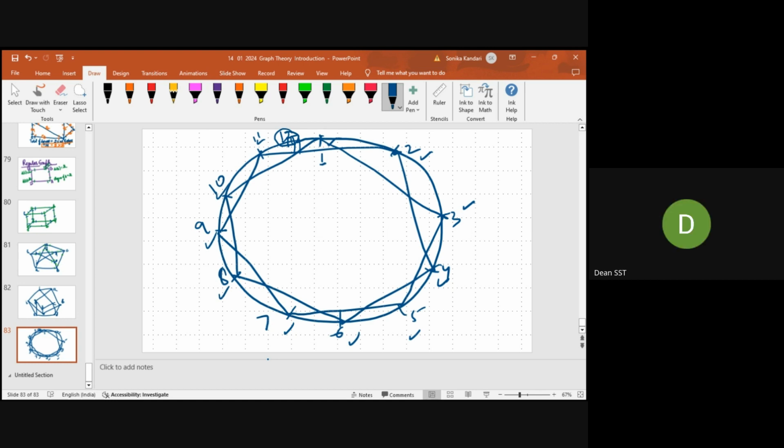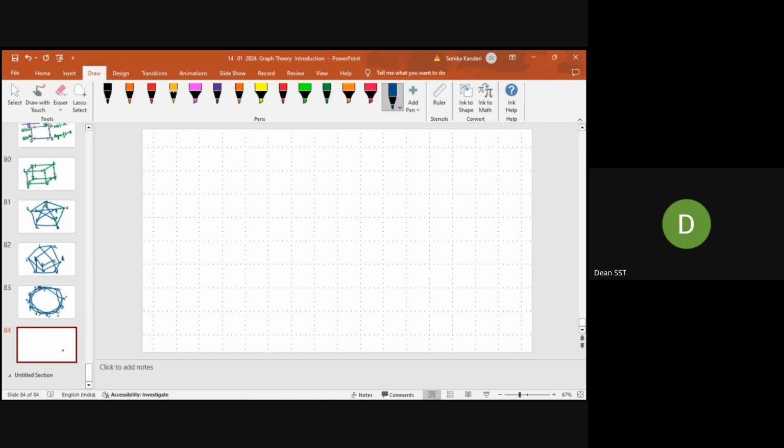Is it clear? I have made a slight modification. Now, what is a subgraph? What can be a subgraph, class? It is a part of a graph, a smaller graph.